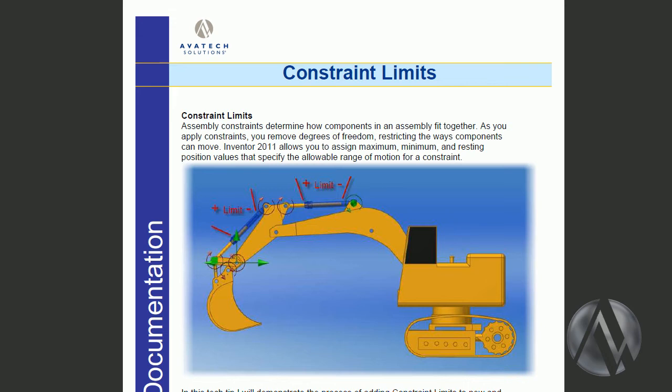Assembly constraints determine how components in an assembly fit together. As you apply constraints, you remove degrees of freedom, restricting the way components can move. Inventor 2011 allows you to assign maximum, minimum, and resting position values that specify the allowable range of motion for a constraint. In this tech tip, I'll be demonstrating the process of adding constraint limits to new and existing constraints.